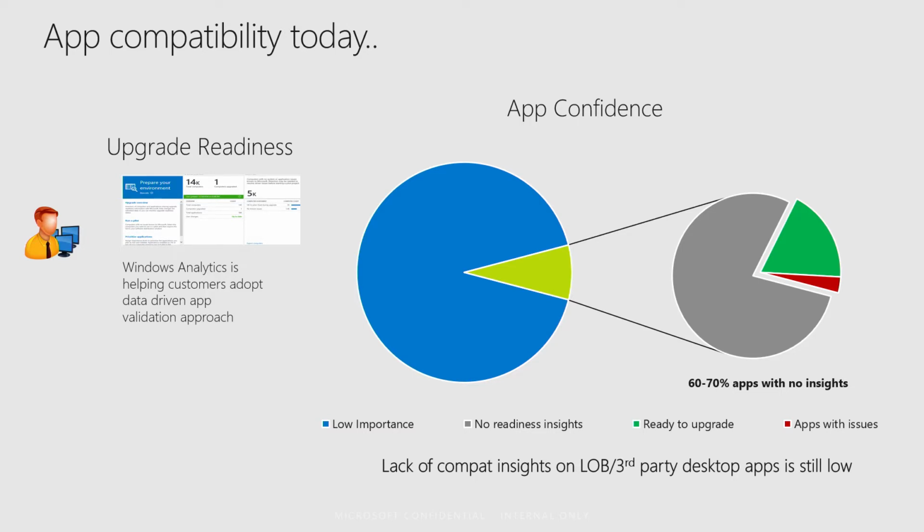Now, on Windows Analytics, we have seen that around 60 to 70% of these important applications have no readiness insights, and those are represented by the gray zone over here. Most of these applications are line of business applications or third-party applications which Microsoft has never known about, and that's why we do not have a compatibility story for you. And today, we would be talking about how we can help you solve this challenge.